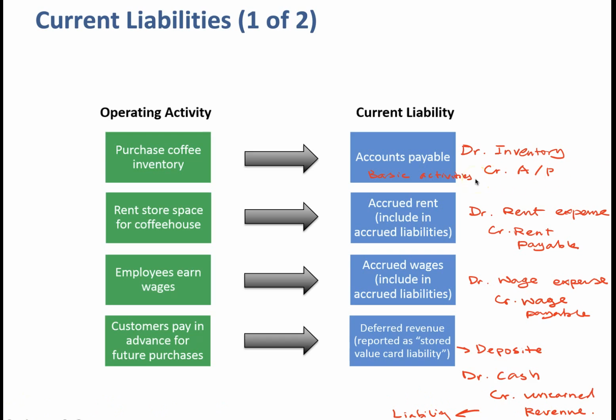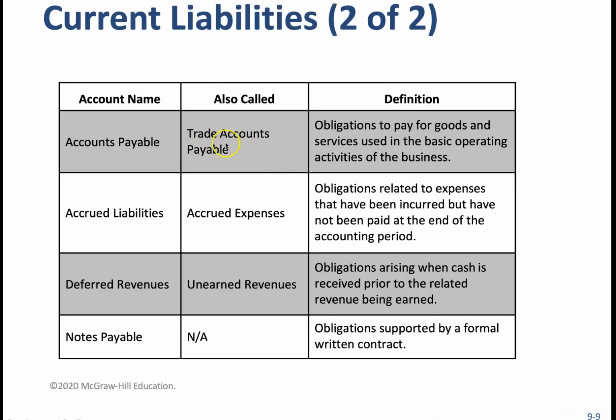One more point to make. Accounts payable is an important account under current liability because accounts payable are most likely related to the day-to-day business operations, so it is also called trade accounts payable. Trade basically means day-to-day operations. So these are a couple of the commonly seen current liabilities.